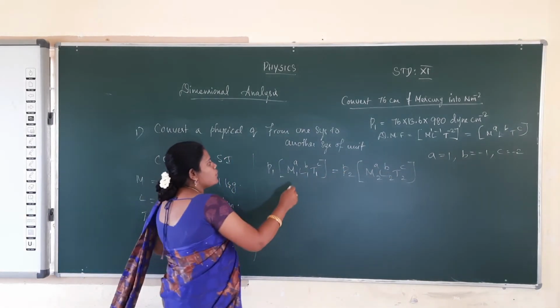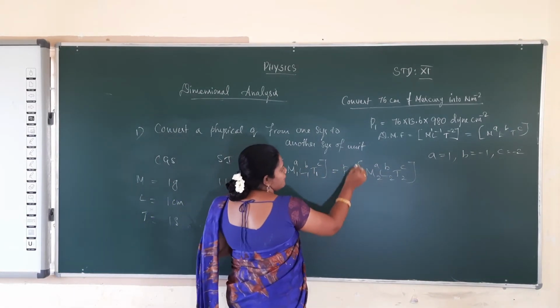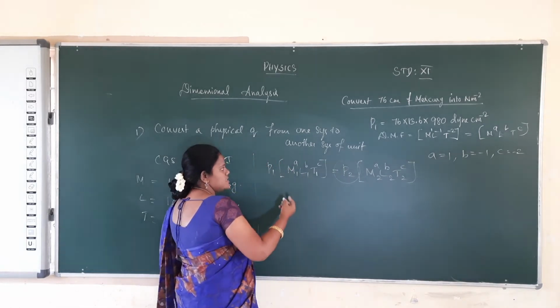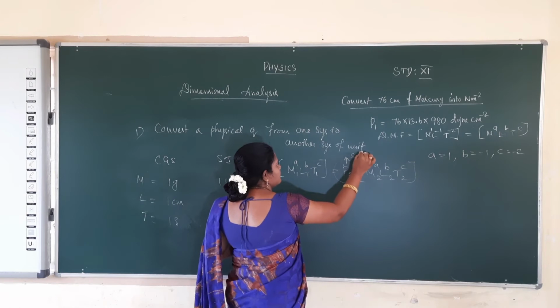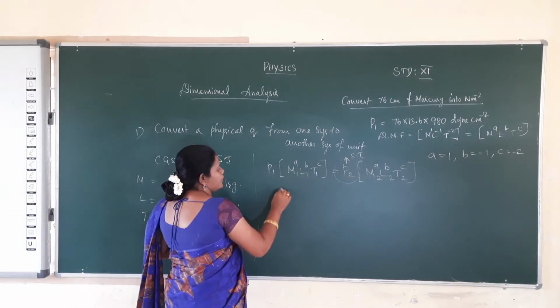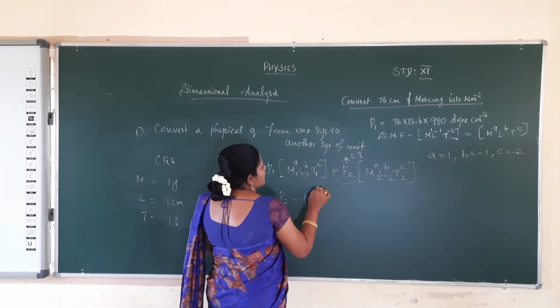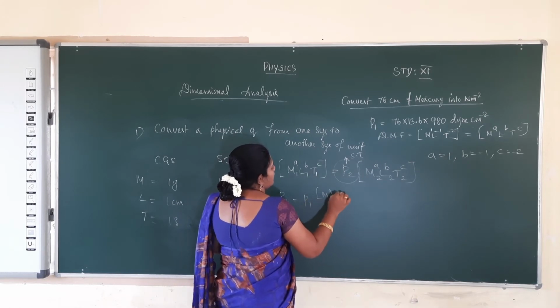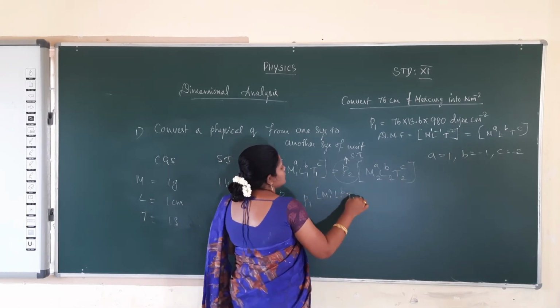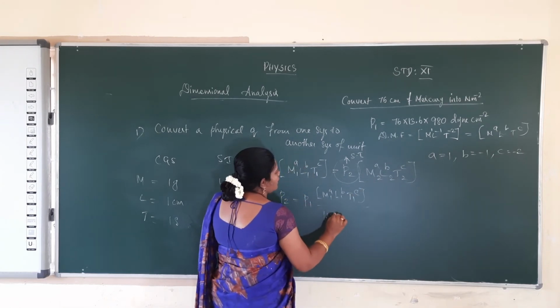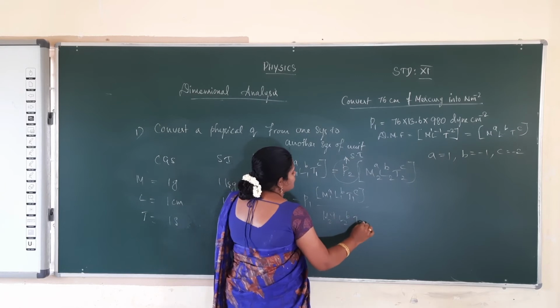Clear ma? So A is equal to 1, B is equal to minus 1 and C is equal to minus 2. Do we want P1 or P2 ma? P2, because P1 is in the CGS system, P2 is the SI system. We want pressure in the SI system, so P2 only we want. So you take P2 is equal to P1 and then M1 power A, L1 power B, T1 power C in the numerator, denominator M2 power A, L2 power B and T2 power C.